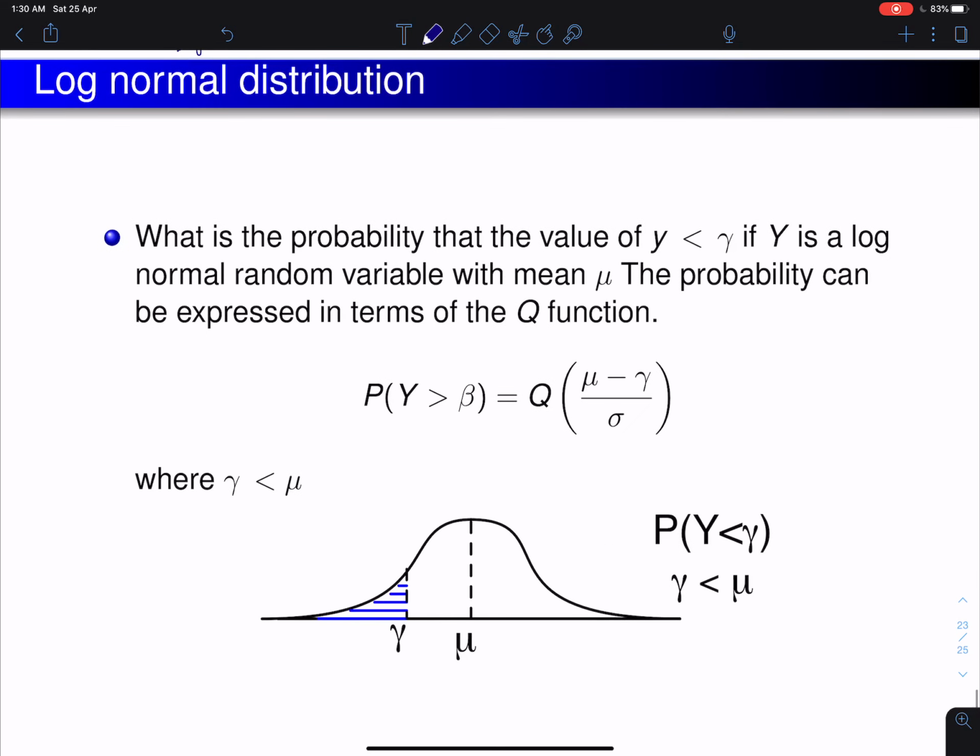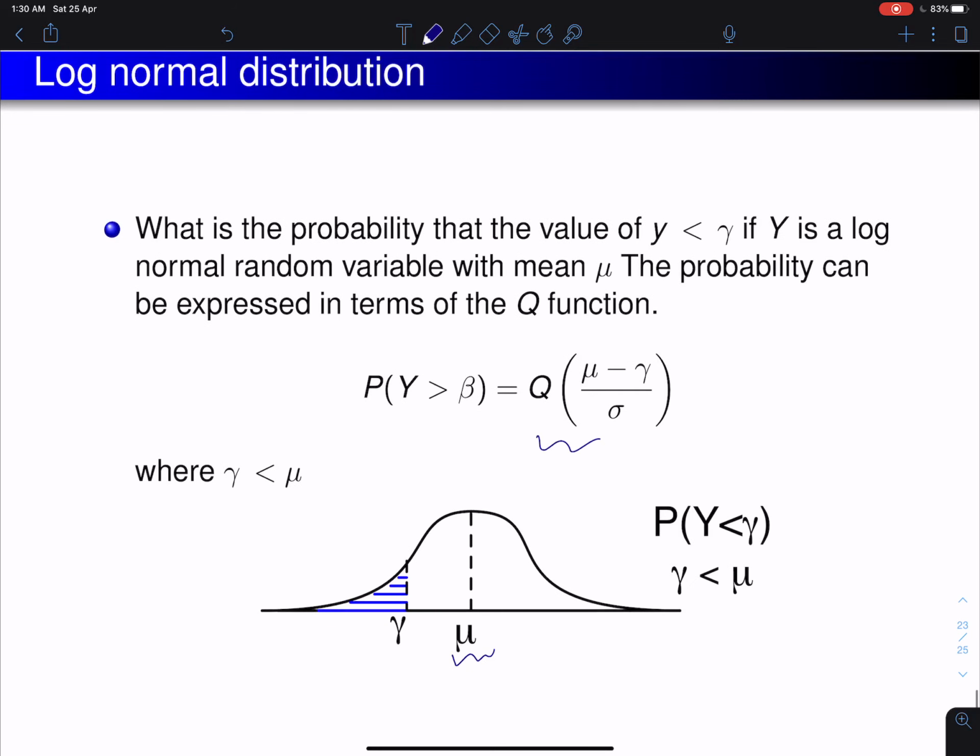Similarly, gamma can even be less than mu. This will be helpful in finding the probability that your signal power is lower than the mean by a certain value, in which case a call will get blocked. In that case, the only change here will be simply Q of mu minus gamma by sigma. It's the same thing, this distance is what matters, so you should keep this in mind.